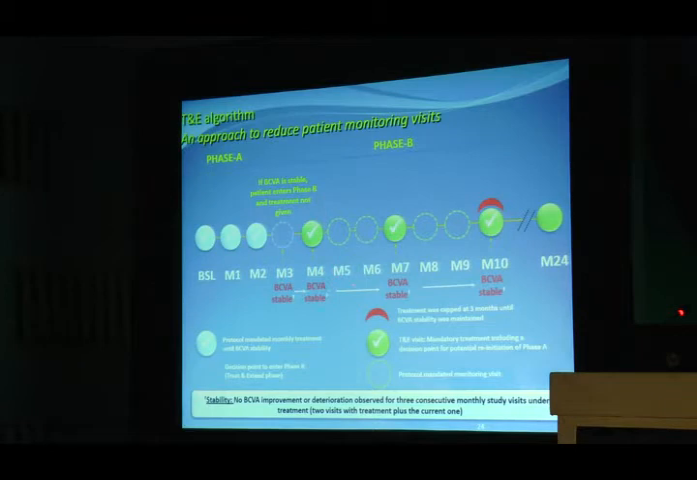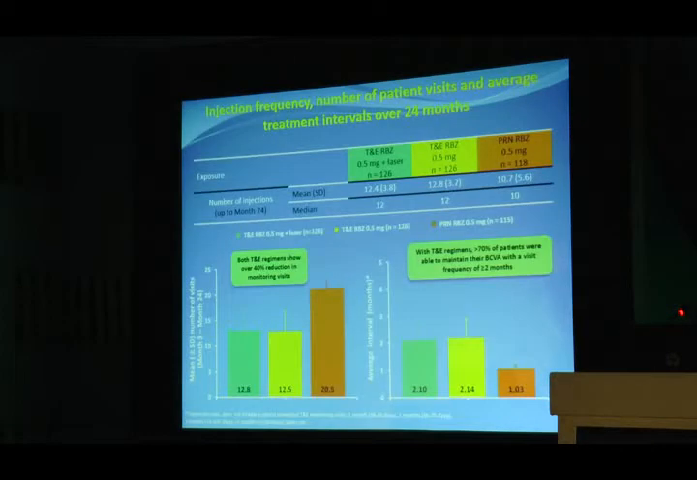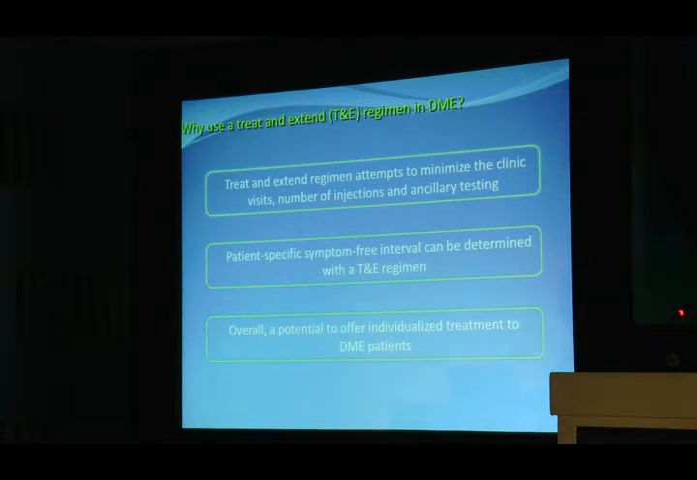If again the patient is maintaining stability for another 2 visits, don't give any injection. Then you give injection at 2 months interval. So basically you are decreasing the number of injections for the patient and making him more compliant. You can see all 3 groups are maintaining good visual acuity, almost at par. And also treat and extend showed over 40% reduction in monitoring visits, which was comparable to the PRN group. So the treat and extend regime was attempted to minimize the clinical visits, number of injections, and ancillary testing.